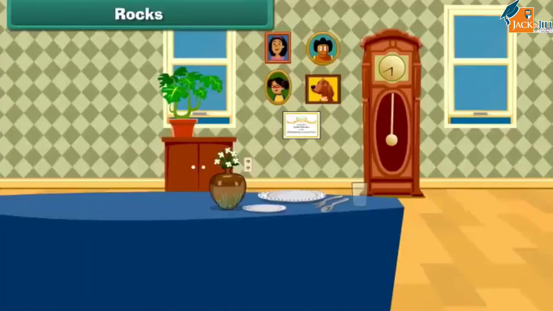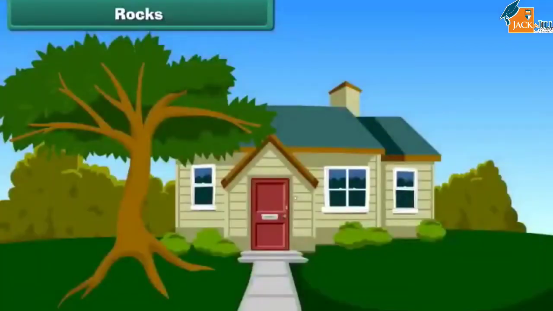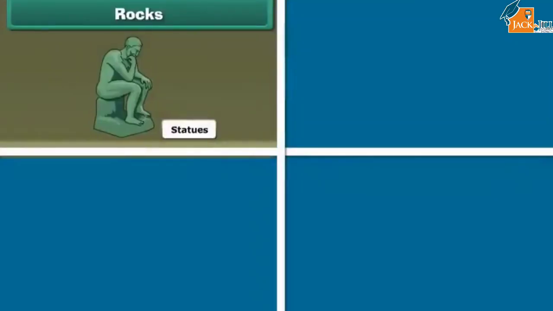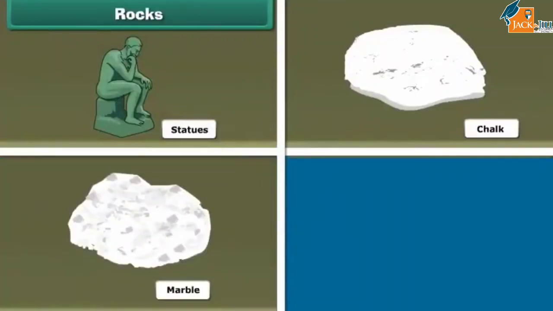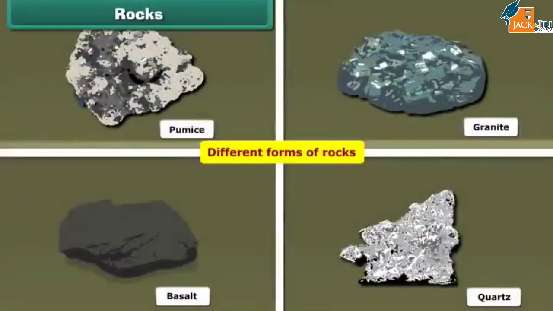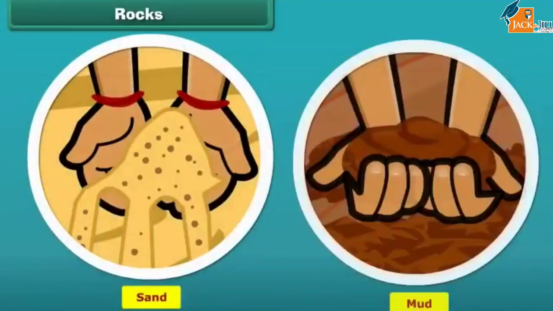As we can see, rocks are all around us. We can also see different things made of rocks inside our house, in our yard, on the road and everywhere. Do you know statues, chalk, marble, pencil lead, mountains and soil are all different forms of rocks? You will be surprised to know that rocks aren't always huge solids. Sand and mud are also forms of rocks.